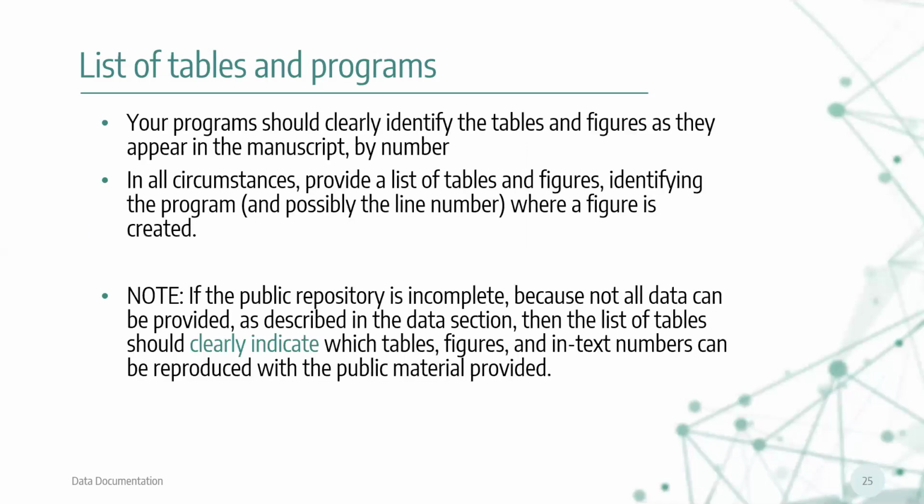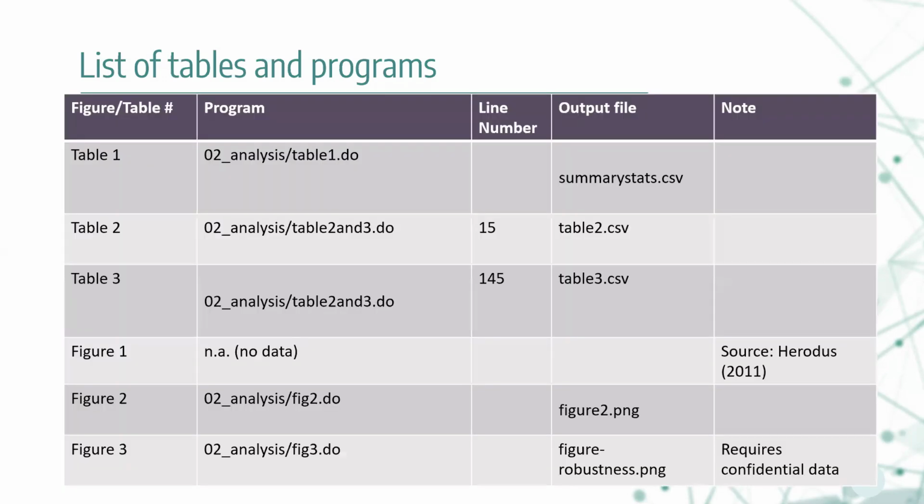They want to document all this in the list of tables and programs, where you should identify which program created what output, i.e., what table, what figure, and where they appear in the manuscript. This list should be provided in the following fashion. And it should also include the reasons why a repository might be incomplete and a clear statement on why the data could not be shared. So this is how a list of tables would look like.